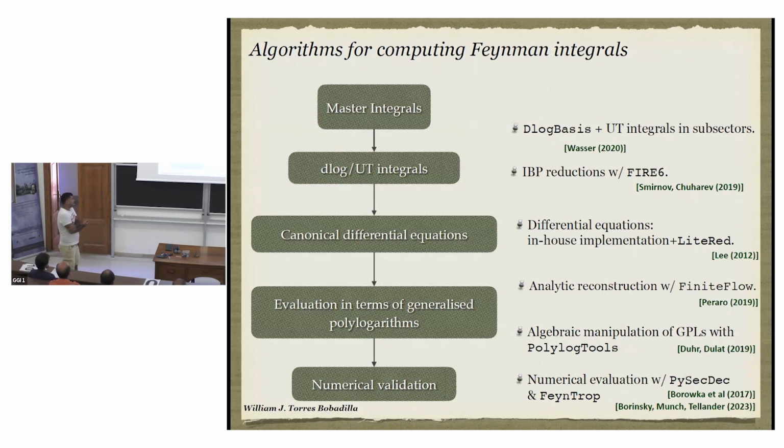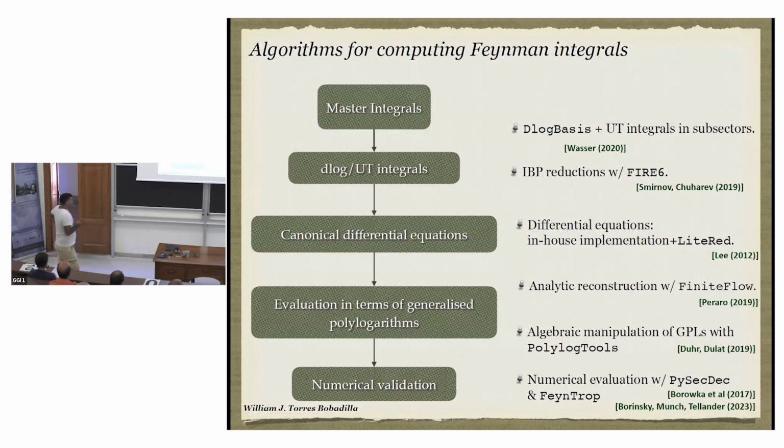And as I mentioned before, we use a code which is called D-log basis, and also the known UT integrals in different subsectors. So you might have seen that adding different dots might help the problem. I will explain why that is the case. And then as soon as we have this set of integrals, we can process further and find our differential equations. This has been implemented with the aid of LiteRed and also parallel implementations.